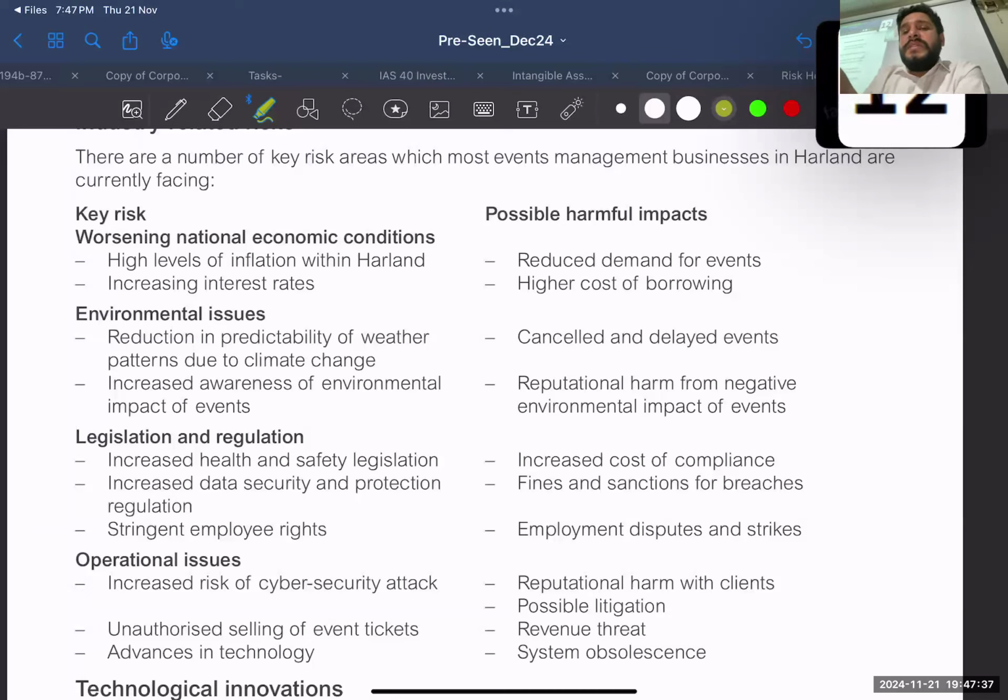Okay, so this means that there is a high level of inflation going on. Now it's moving towards an inflationary situation. Increasing interest rate. Obviously, whenever there is a high inflation, the government normally goes for the increase of the interest rate. Possible harmful impact: reduced demands for the event and higher cost of borrowing.